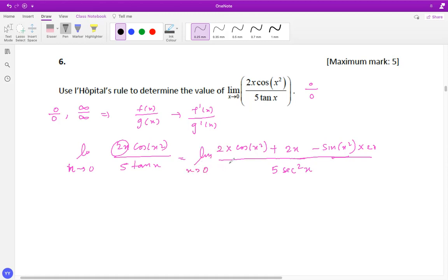Now if you substitute the values here, what we get is 2 times cos 0, which is 2, plus this term, which is 0. So you get 0 over 5 sec squared 0. So the limit for this is 2 over 5.